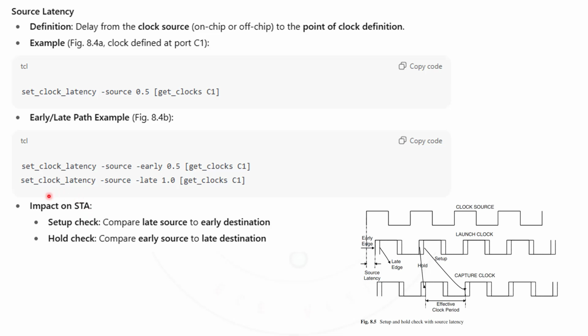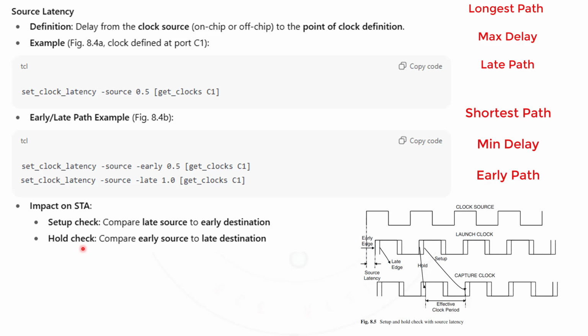Now, impact on the static timing analysis. The setup check compares late source to early destination, whereas the hold check compares early source to late destination. So remember this point: if this is the actual clock and it is moving towards the right-hand side, then it is called late. If it is moving towards the left-hand side, it is called early. Remember these 2 points so that you won't get confused between what is early and what is late. Late means it will have max delay, early means it will have min delay. That's why for setup it needs max delay, so we go for late source. For hold it needs min delay, so we go for early source.